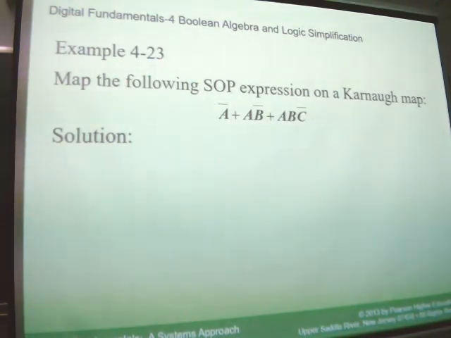For example, how do we map the following SOP expression on the Karnaugh map: A bar plus A B bar plus A B C bar. Do the exercise by yourself.